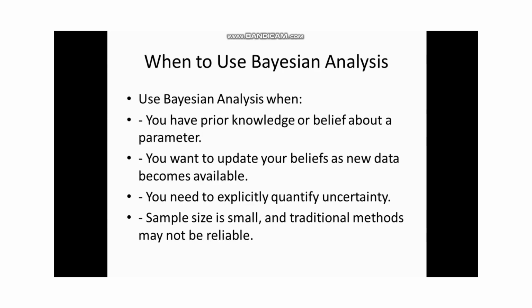When to use Bayesian analysis. So we make use of Bayesian analysis when we know the prior knowledge or belief about the parameter, or when we want to update our beliefs as new data becomes available. Also, when we need to explicitly quantify uncertainty. Then also, when the sample size is small and the traditional method may not be reliable.